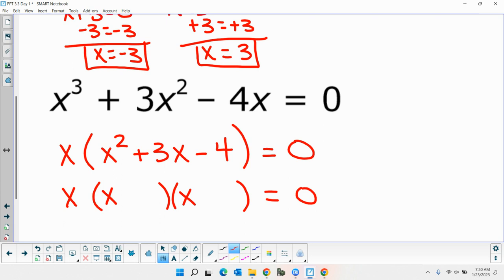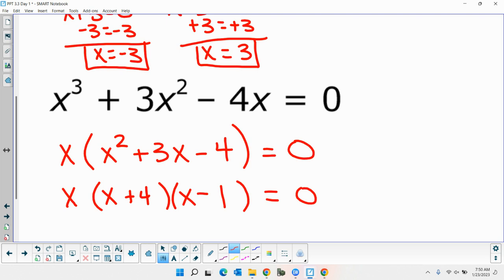And then we just look at the c value, the negative 4, and we think about the factors of negative 4 that add up to positive 3. So we've got a negative 2 and a positive 2, a negative 4 and a positive 1, or a positive 4 and a negative 1. Which one is going to work? The positive 4 and the negative 1, right? When I multiply those two, I get my negative 4. When I add those two, I get my positive 3.